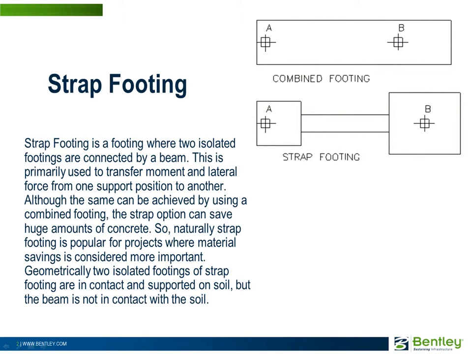Although the same can be achieved by a combined footing, this strap option can save a huge amount of concrete. So, naturally, strap footing is popular for projects where material savings is considered more important. Geometrically, two isolated footings of strap footing are in contact and supported on soil, but the beam is not in contact with the soil.